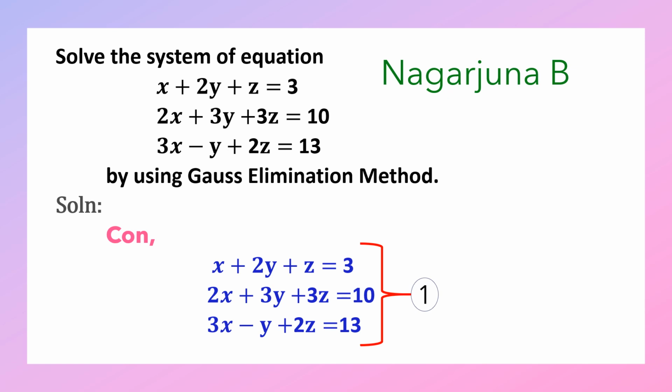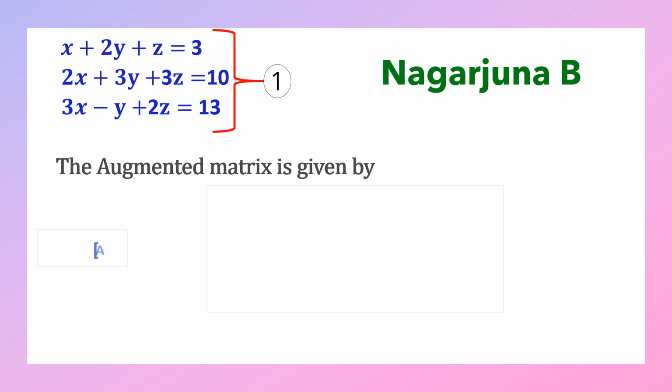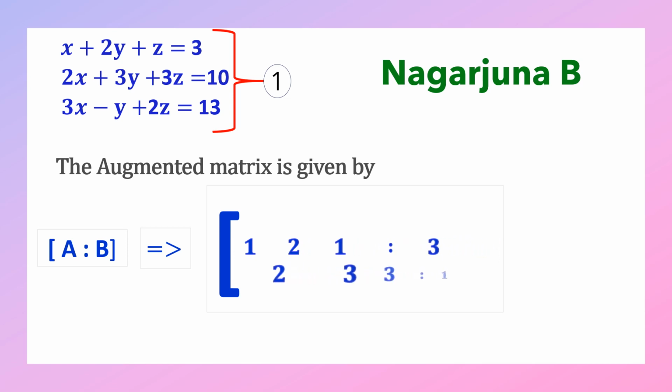Consider x plus 2y plus z equal to 3, 2x plus 3y plus 3z is equal to 10, 3x minus y plus 2z is equal to 13, and consider this as equation 1. So all 3 equations together are considered as equation 1. The augmented matrix is given by A colon B, where A is nothing but the coefficient matrix which we get from the coefficients of the given equations, and B is the constant matrix which we get from the constant values of the given equations.